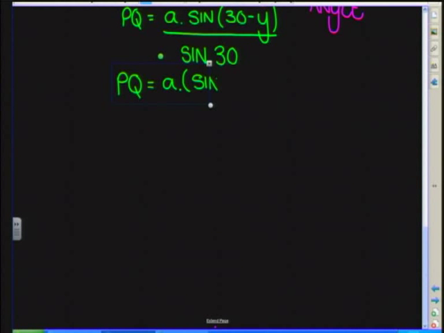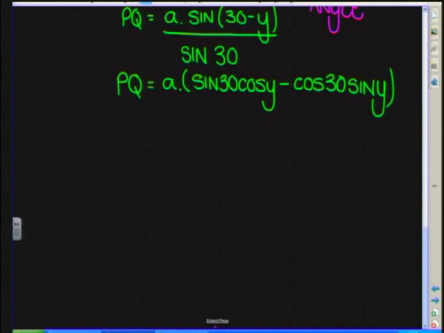We're going to say sine 30 cos Y. And S for sine, S for stays the same. And then it's going to be cos 30 sine Y. Okay, so grade 12, you recognize your compound angle formula there. And what we've got for now is over sine of 30.